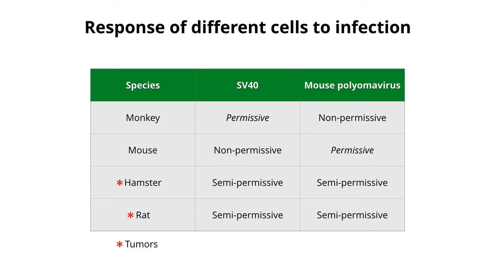And it's in these animals, under these conditions, that we see tumor formation. All right, semi-permissive is the key. Permissive, the virus kills the cells, and apparently being totally non-permissive isn't enough to get a tumor either. So that tells you that some aspect of the genome is important.